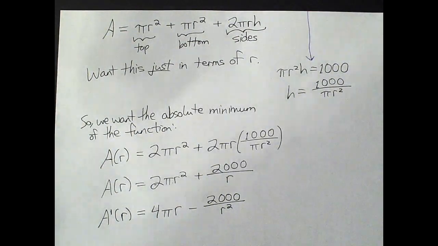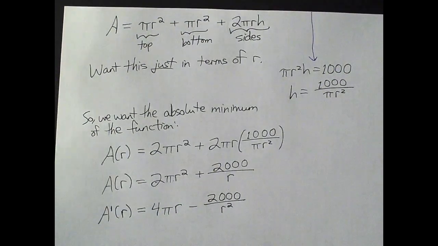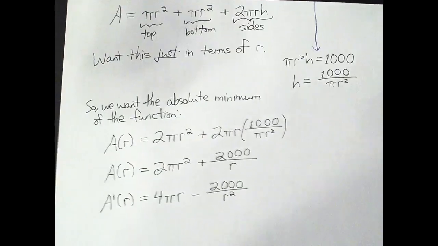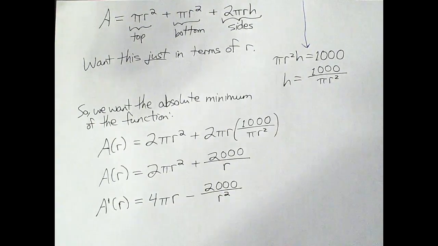Well, okay, we want to look for critical numbers. Critical numbers happen when A prime is undefined or when A prime of r equals 0. Now, here's the thing. I do see an r value where this thing would be undefined. That would be if r is 0. However, I'm not going to put that down as a critical number. Do you know why? Why is r equals 0 not a critical number?